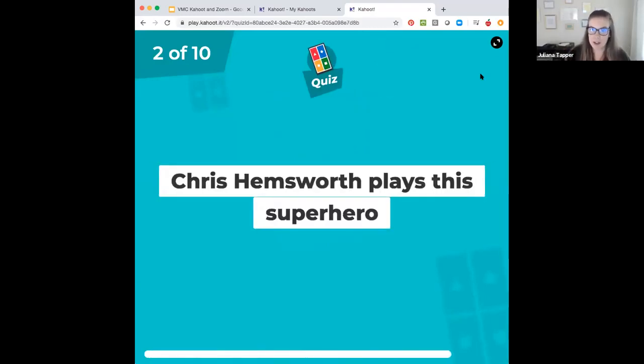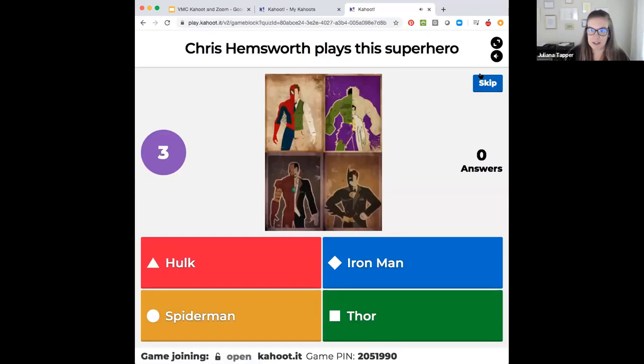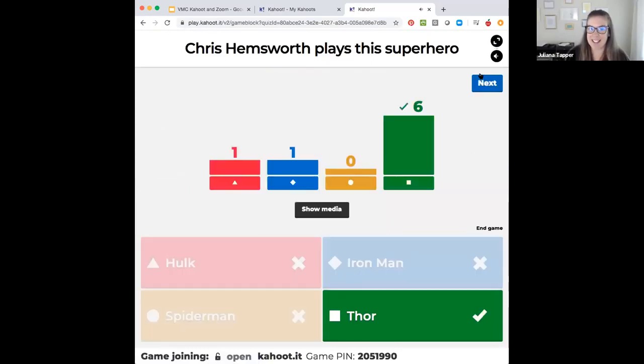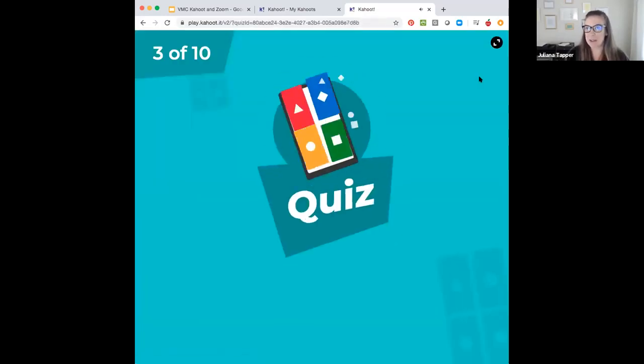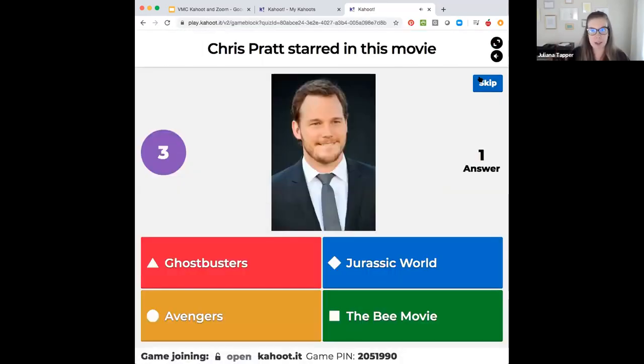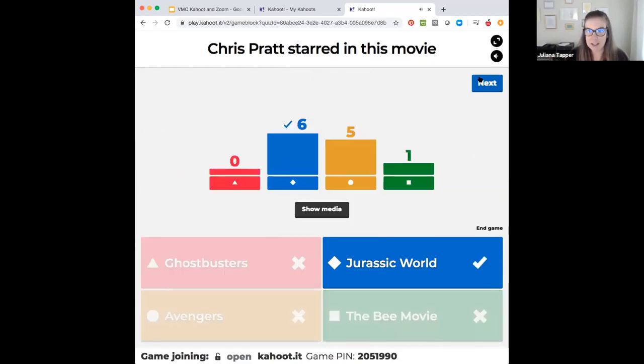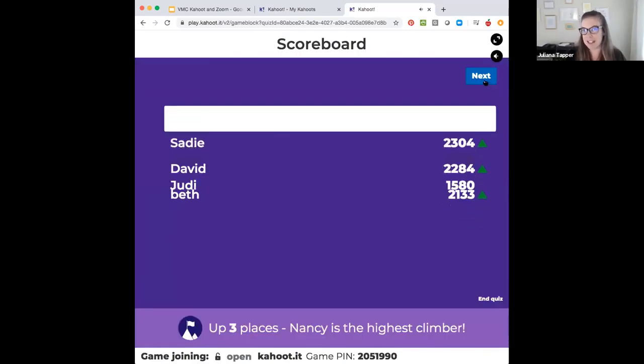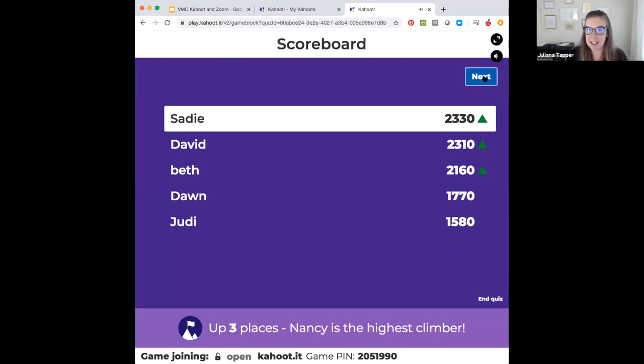Chris Hemsworth. I made the time really fast. Sorry if that's too fast for you guys. I wanted to keep us moving throughout our little activity. All right, Chris Pratt. We got some movies, and it's going to shift around. It's all pop culture, I promise. Try to keep everyone answering. Oh, nice. A little more split on that one. All kinds of data we can talk about here, right? Thinking about mathematics. Sadie takes the lead.